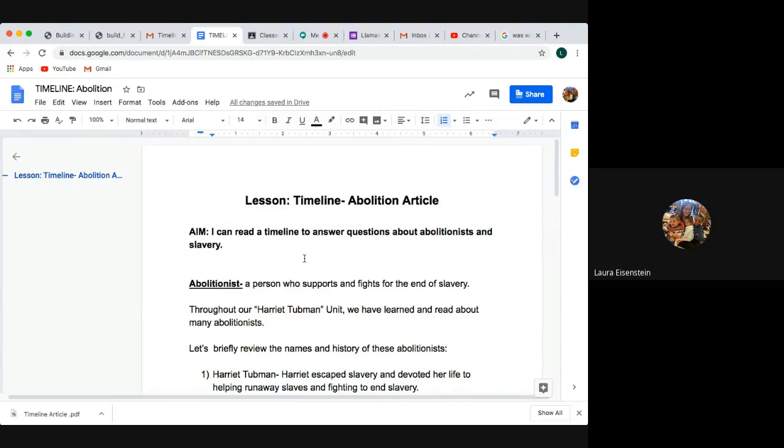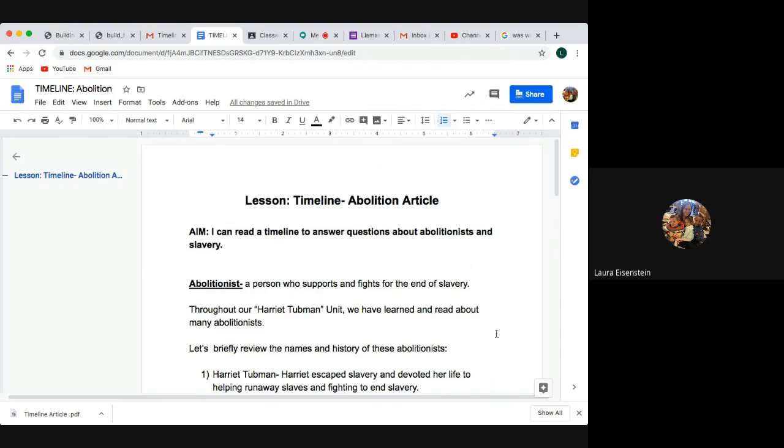So today we're going to be reading a timeline article and using the article to help us answer questions about abolitionists and slavery. So we know that Harriet and many other people fought for years and years to bring slaves to freedom. We know that they worked very hard to try to end slavery in America. So people who fought to help end slavery were called abolitionists. So the definition of an abolitionist is a person who supports and fights for the end of slavery.